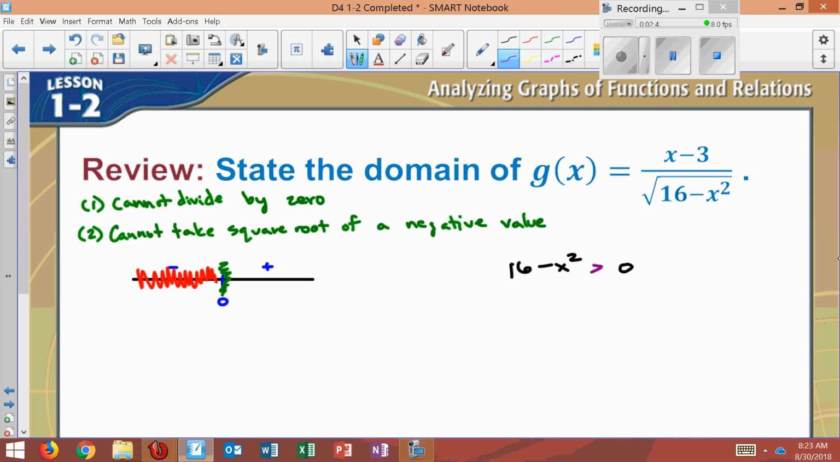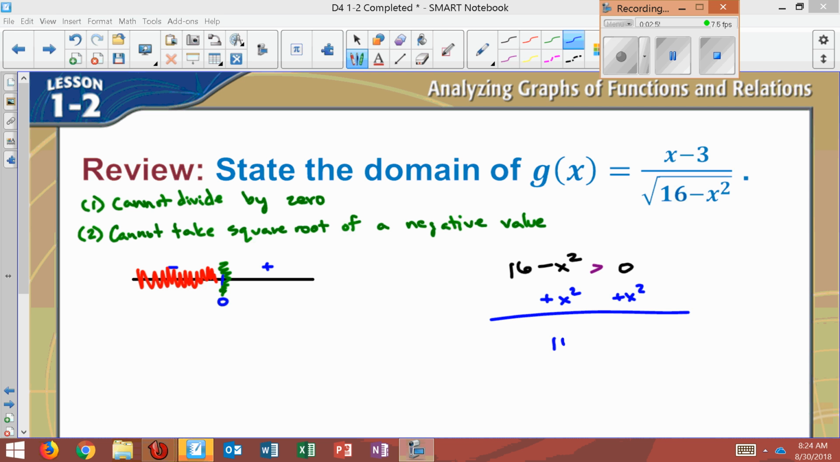So how do we solve from here? Well, I'm going to solve for this inequality. I don't like having negatives, so here's what I'm going to do first. I'm going to add x squared to both sides, so that I have 16 is greater than x squared.